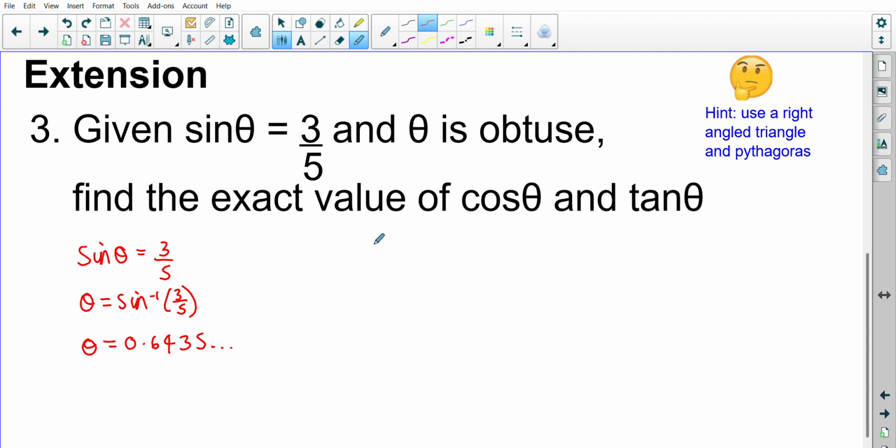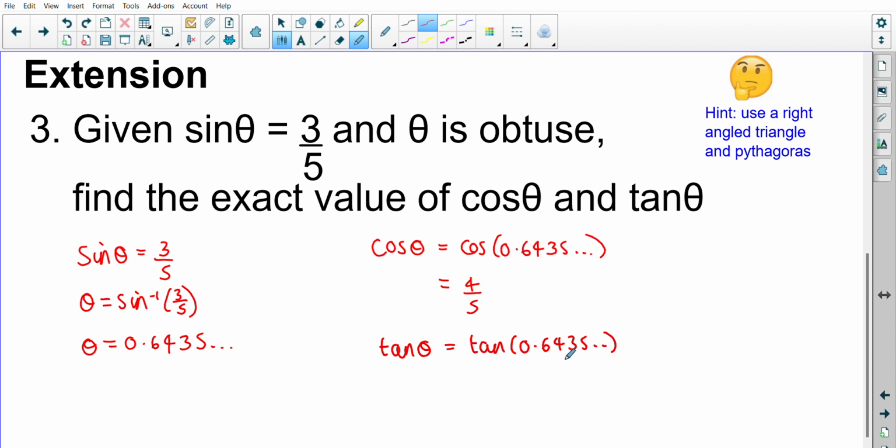And then some students think, right, well, cos theta is going to be cos of that answer. When I do that on the calculator, I get 4/5. And tan theta, if I do the same thing, I work that out on the calculator and I get 3/4. Now it does say exact value. If you didn't use a whole decimal, you wouldn't have got there.